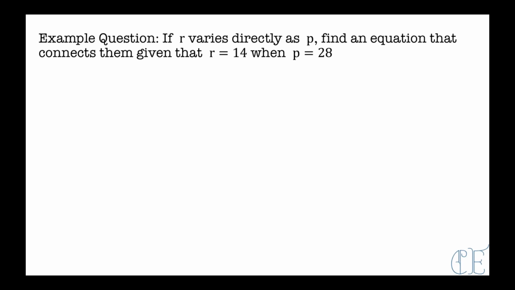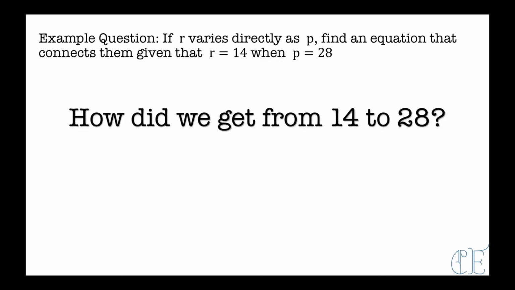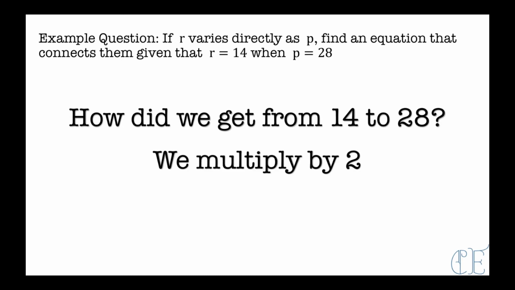Okay, if you've paused the video, let's have a look at this question. If r varies directly as p, find an equation that connects them, given that r equals 14 when p equals 28. So the first thing we need to think about is how did we get from 14 to 28? We multiplied by 2. To get from 14 to 28, we times by 2. So 28 equals 2 times 14.